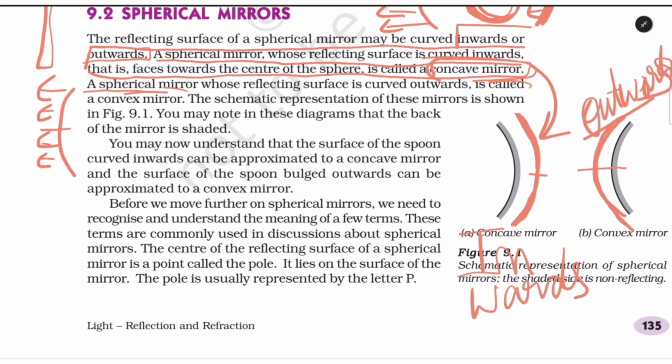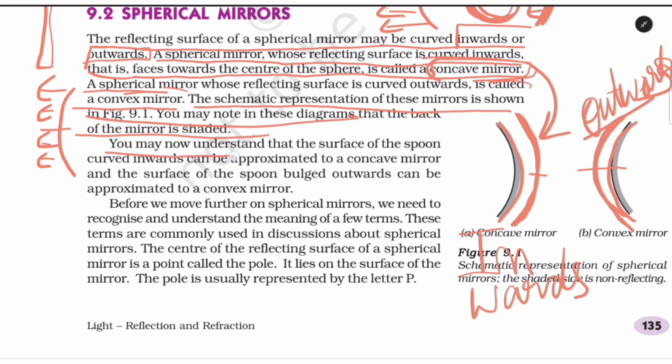These two are important concepts. You have to keep them in your mind. Two mirrors are there in spherical shape, concave mirror and convex mirror. Concave mirror will be inwards. Convex will be outwards. If the reflecting surface is inwards, it is concave. Outwards means the reflecting surface is convex. In the schematic representation, the back side of the mirror is shaded.